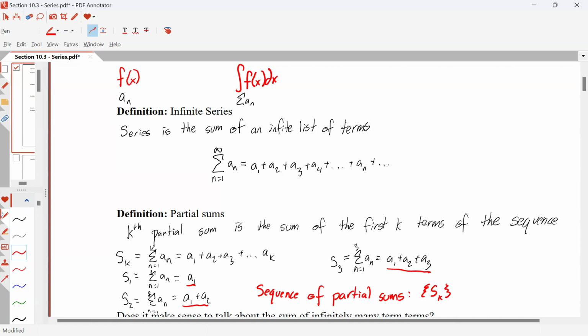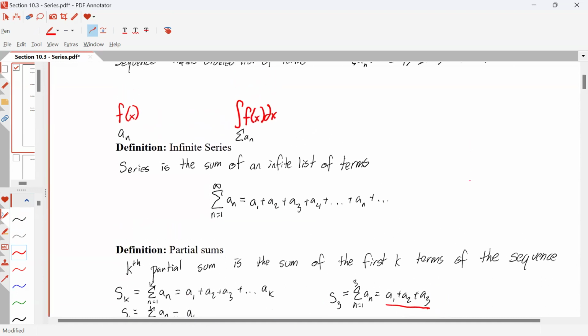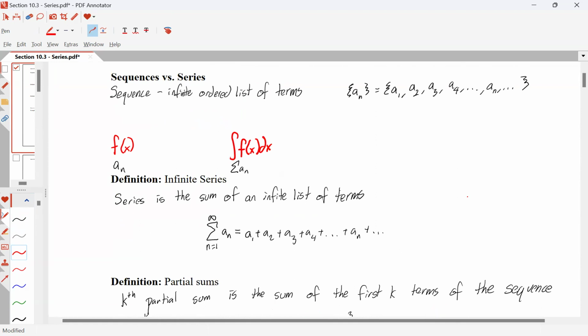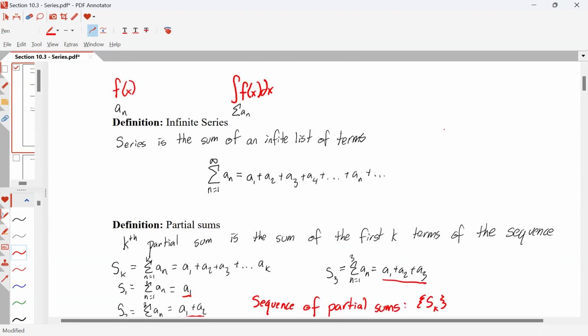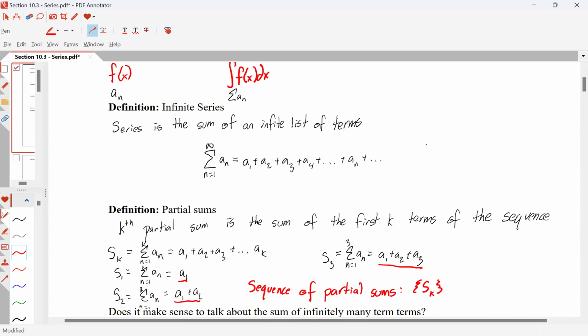So now what we have is three things going on. We have a sequence, which is just going to be our list of terms that we're looking at. We have a series, which takes the whole sequence and adds it together. And then the partial sums take the sequence and add them together bit by bit to create a new sequence.